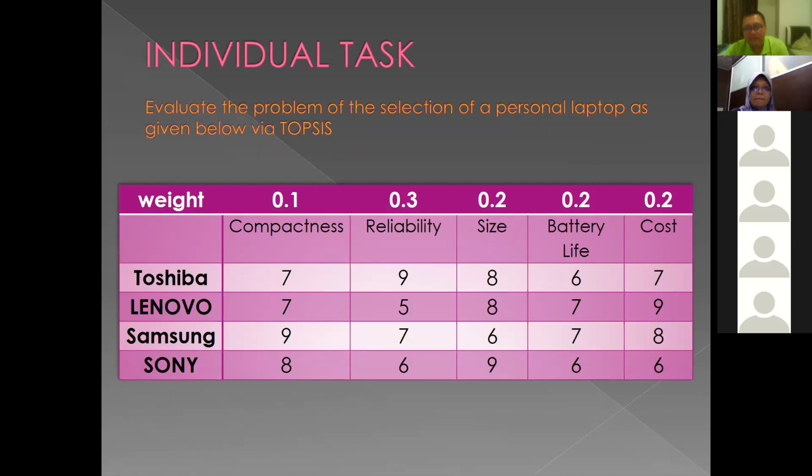Again, for the individual task, you are given 1 week from now, not including today. The days are calculated from tomorrow, the next day. So the due date will be next Friday. I will set the due date as next Friday, 5 p.m. So please do this one.